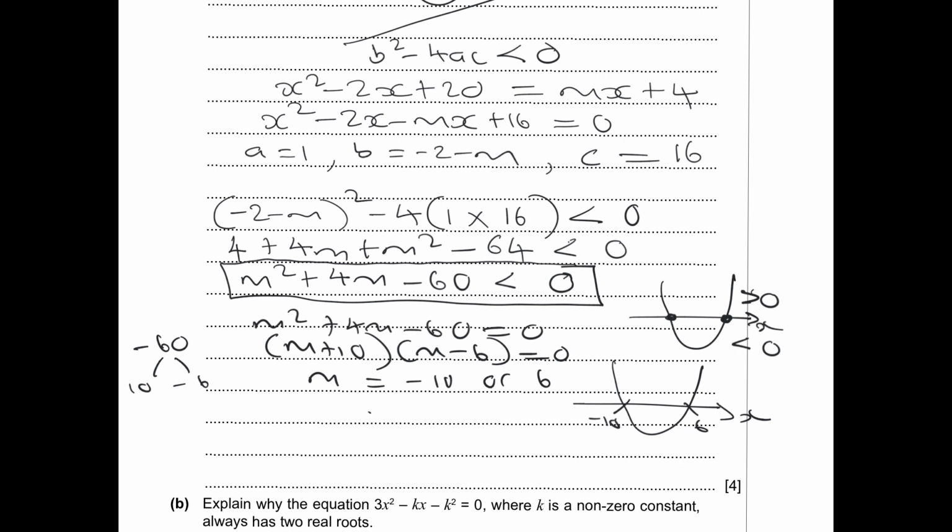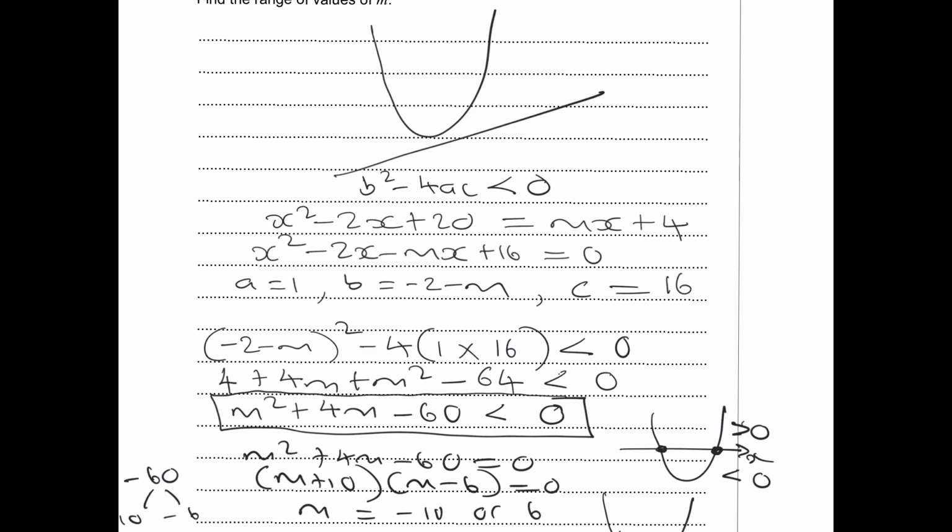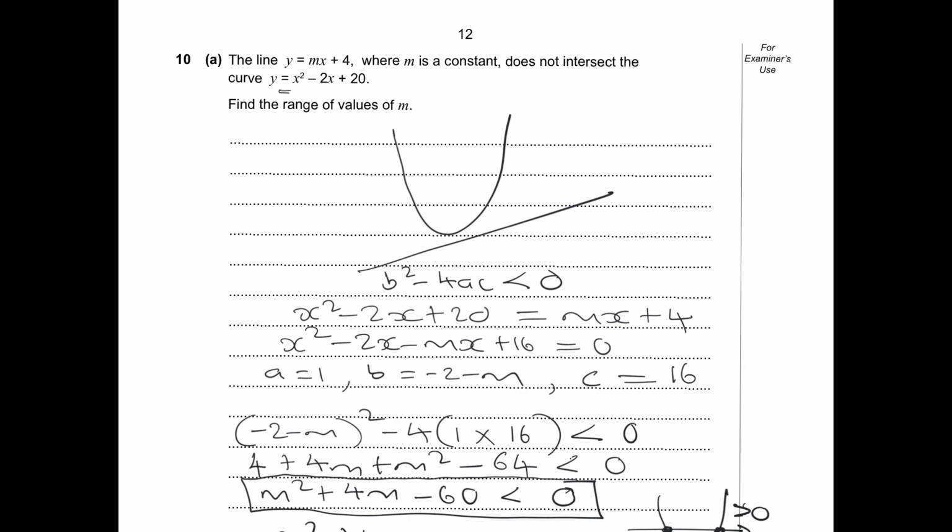So we have m less than 6, but greater than what? Negative 10. That is actually the range of values of m for which the curve of this function and the straight line of that function are not intersecting. That's what we were actually asked to look for here. Find the range of values of m. Okay, so that's what we have.